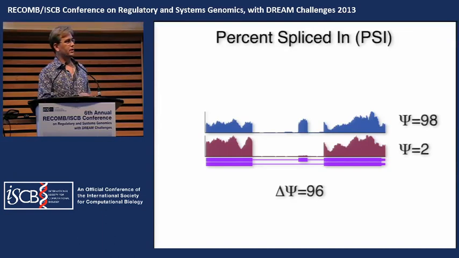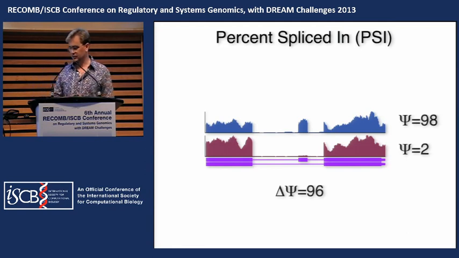Whereas in this sample, the psi value might be 2, because only 2% of the transcripts express that particular exon. And so then we can look at a change in splicing we call the delta psi of 96, which is just subtracting the psi values from each of these samples. So this is how we look at the absolute value of splicing in a particular sample, and this delta psi is to look at the dynamics in splicing between different samples.